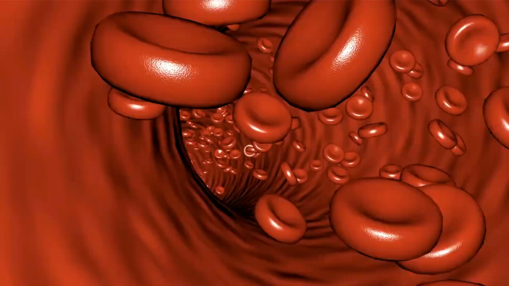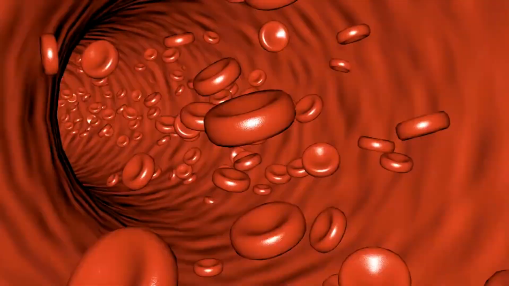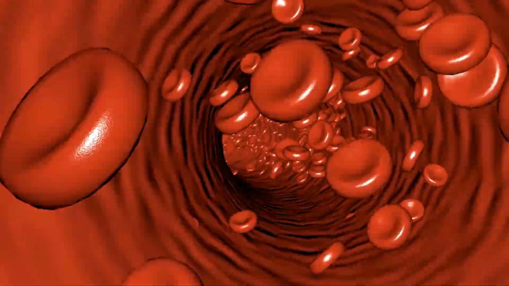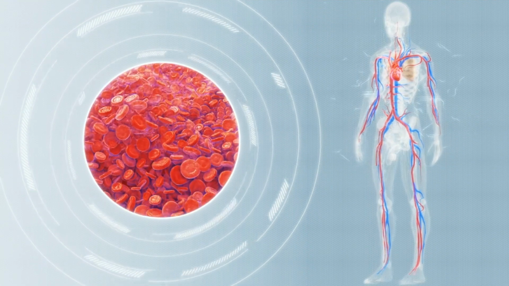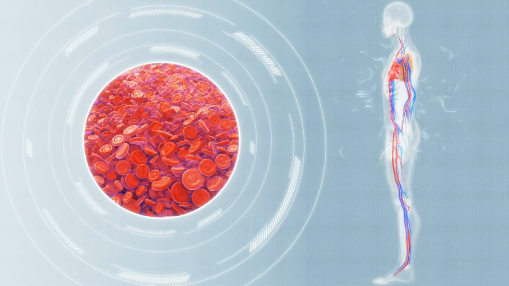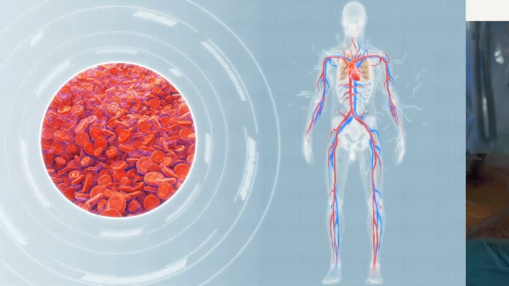A balloon-tipped catheter is threaded over the guiding wire to the blockage. The balloon is then inflated, compressing the plaque against the artery walls and widening the artery. This inflation restores proper blood flow, alleviating symptoms and preventing further damage to the heart.